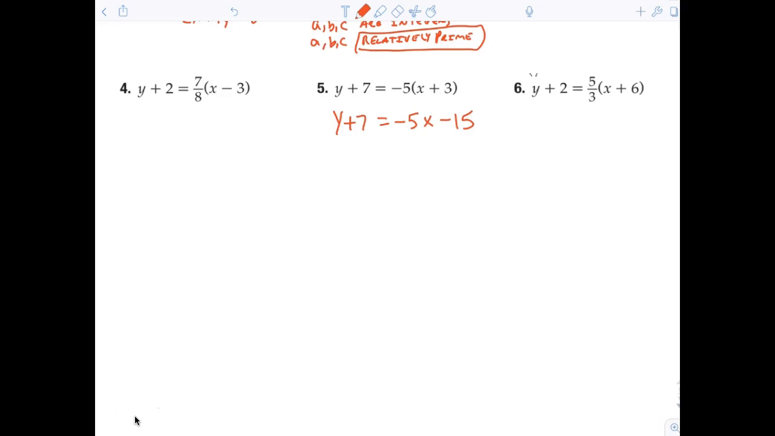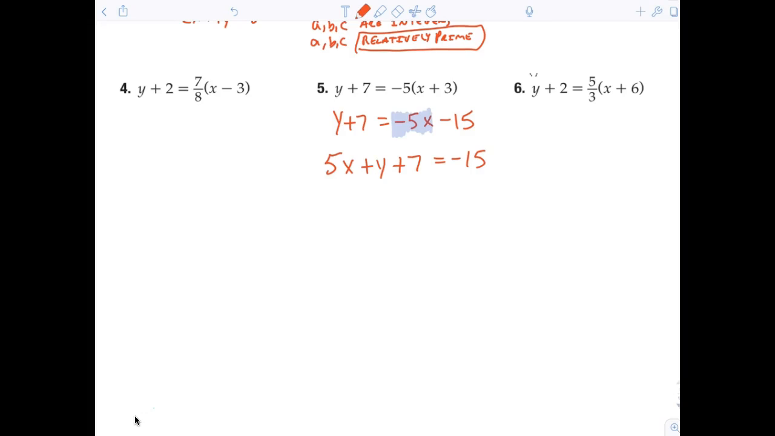All right? Now, I want the x and y on the same side. So I need to move what? I need to move the negative 5x to the other side. If I move the negative 5x to the other side, it becomes? If I move it to the other side, it becomes positive. Don't ask, tell me. It becomes positive 5x. So right now I have 5x plus y plus 7 equals negative 15. Everybody see that? Everybody good?